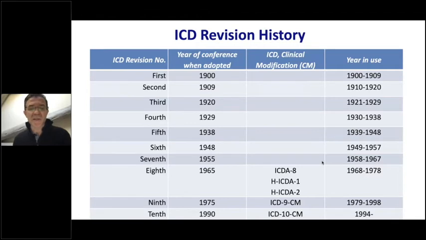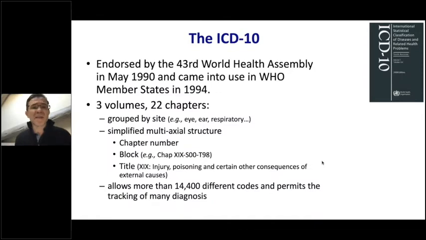And down the slide, you can see that we are now, since 1994, ruled by the 10th version of the International Classification of Diseases. This 10th version was validated by the World Health Assembly in 1990. It's made of 22 chapters that are basically grouped by organs. And there are more than 15,000 different codes that allow us to code diseases.